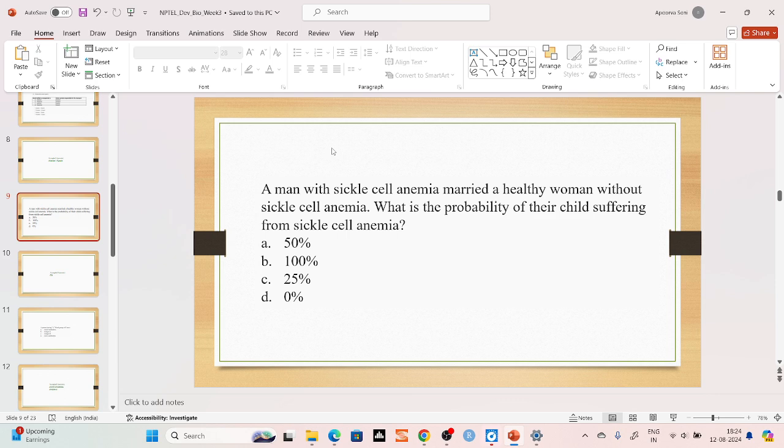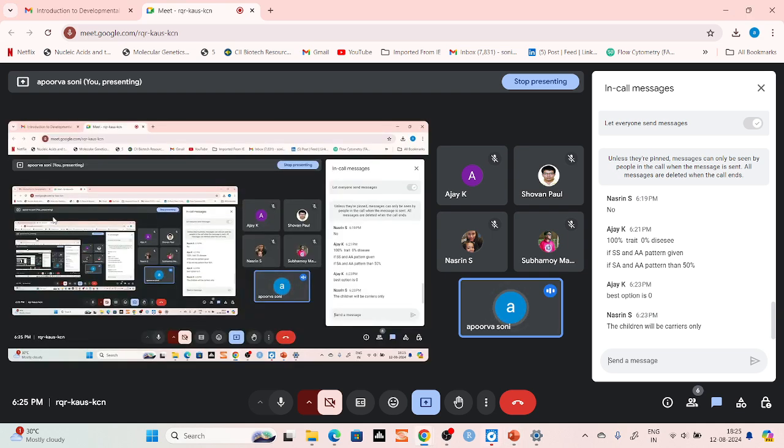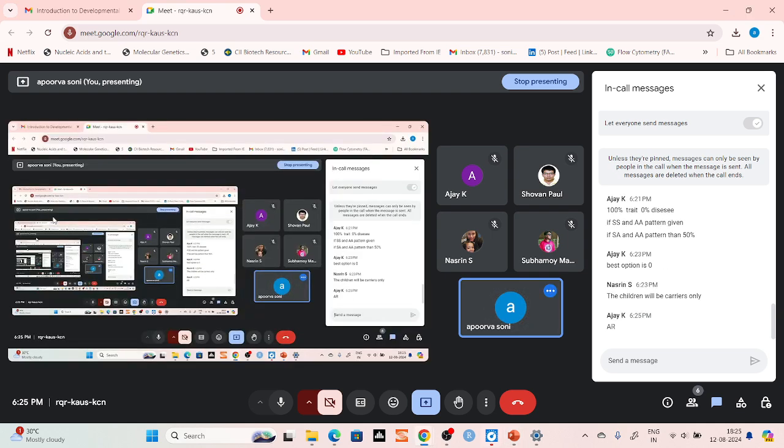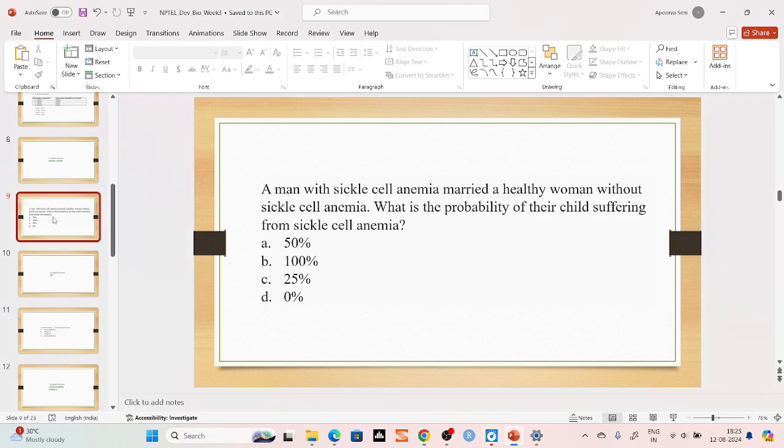A man with sickle cell anemia married a healthy woman without sickle cell anemia. Before answering this question, the first thing we should know is what kind of disease sickle cell anemia is. Can anybody tell me what kind of disease this is, on the basis of genetics? Autosomal recessive, yes. So Ajay has answered it correctly: sickle cell anemia is an autosomal recessive disease.